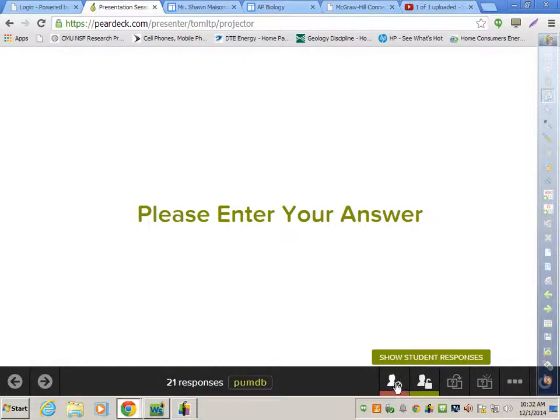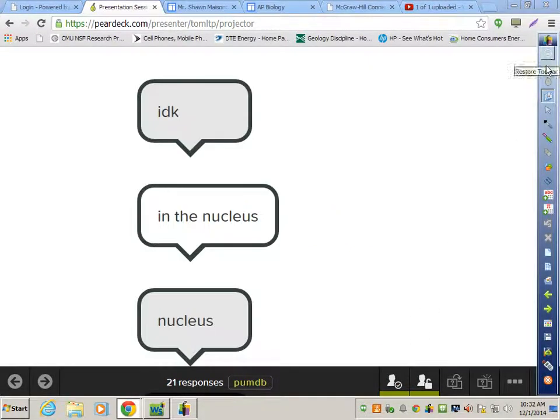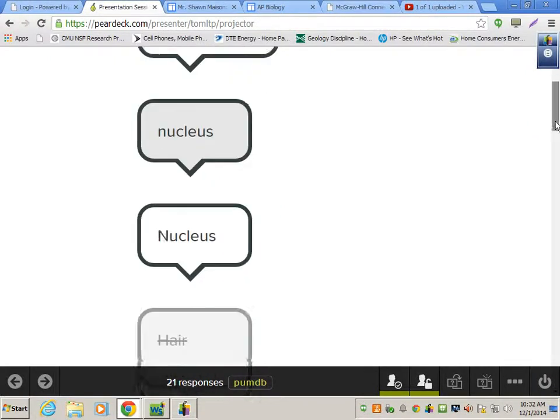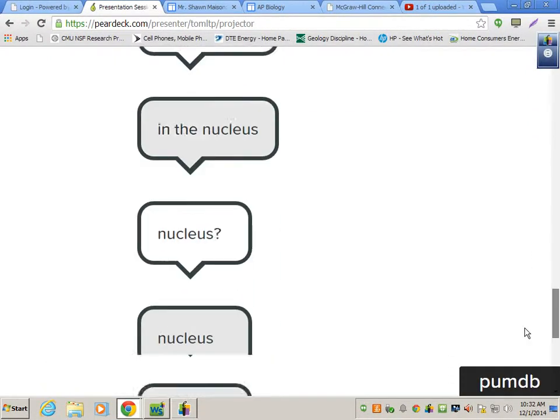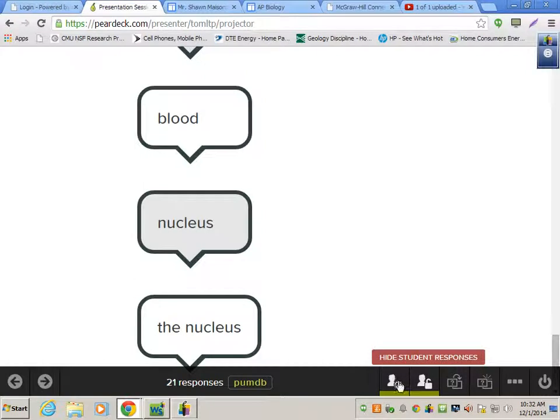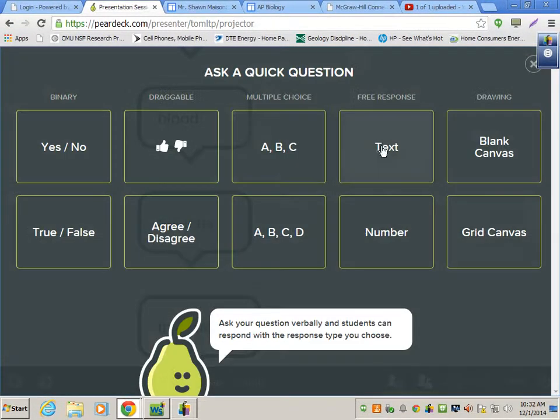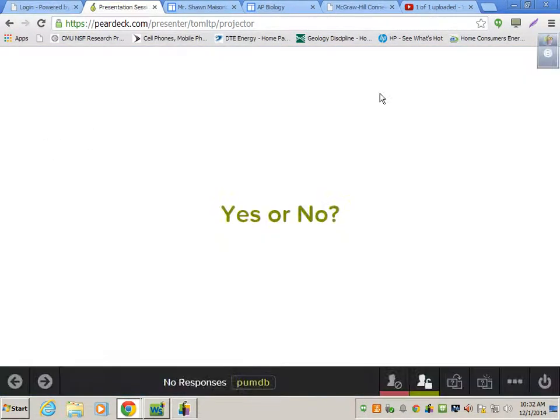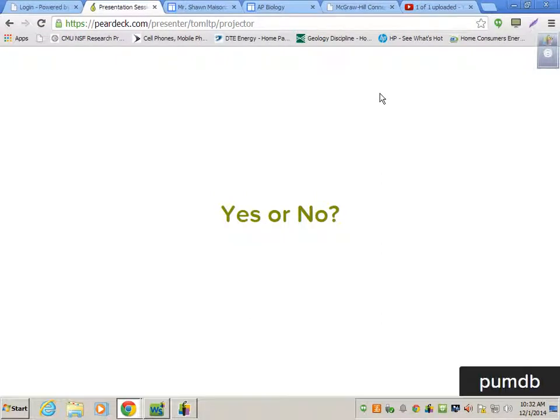Get her turned on. So I asked, where do you find your nucleus, or where do you find your DNA? Sorry. Yes, in the nucleus. Can DNA ever get out of the nucleus is my next question. Can DNA ever get out of the nucleus?